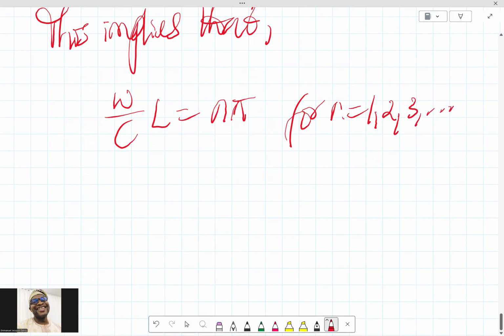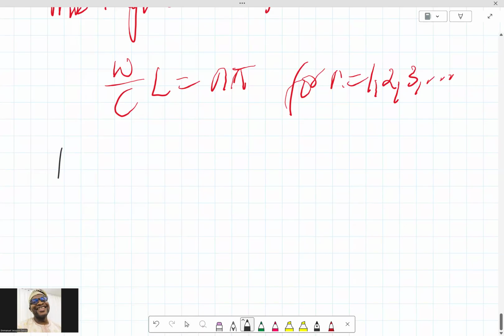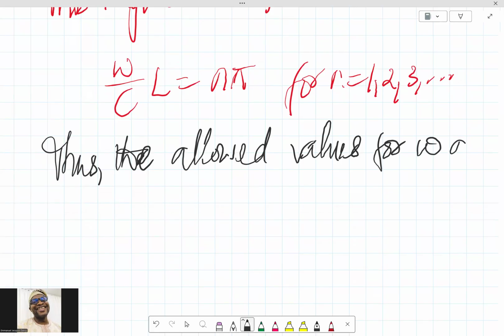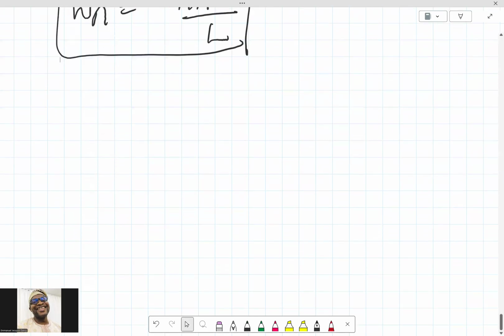So we already have something looking like this in the previous example. So we say that thus the allowed values for omega are omega n equals n pi c all over L. That's c multiplied by n pi, all over L. So these are the allowed values for omega. So that takes us to the final solution.